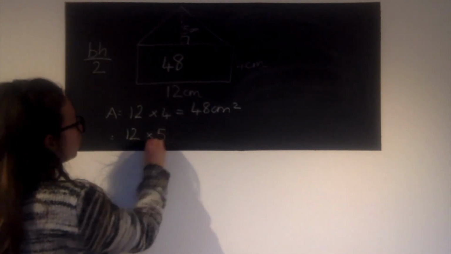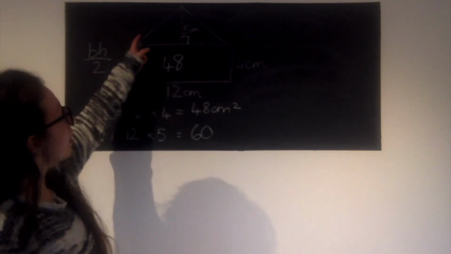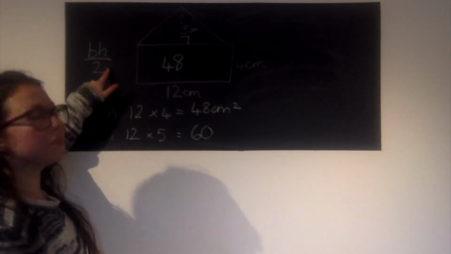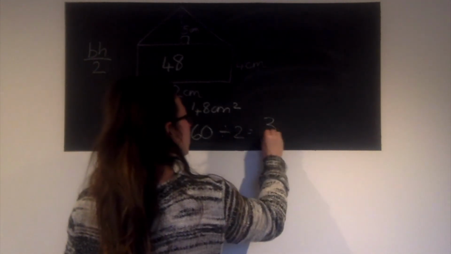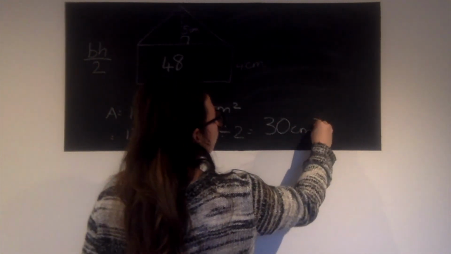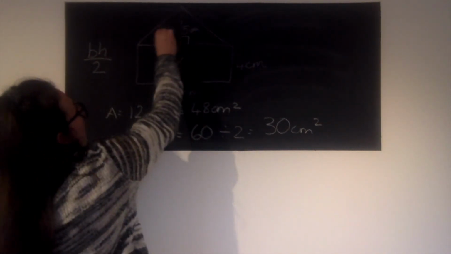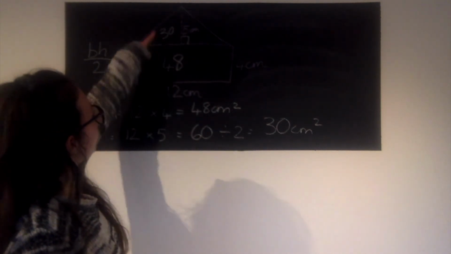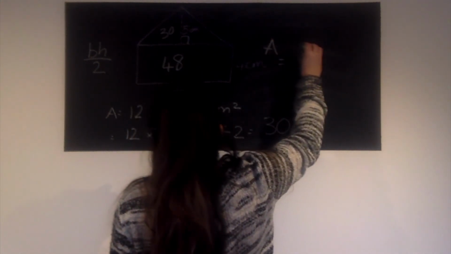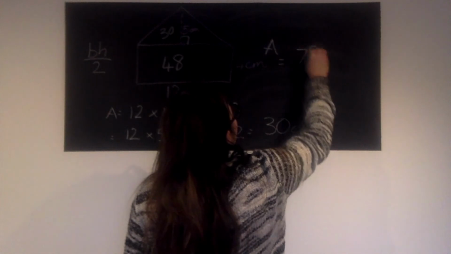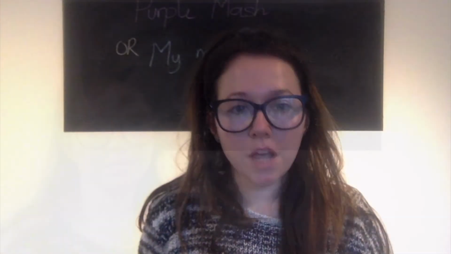centimetres. So for this one, 12 times by 5, which gives us 60. But remember, we're not working out another rectangle, we're working out a triangle, so we must divide our answer by 2. 60 divided by 2 gives us 30 centimetres squared. And then don't forget our last step, to find out the area of the whole compound shape, we need to add both of the areas together. So 48 add 30 gives us the area of the shape. Area equals 78 centimetres squared.